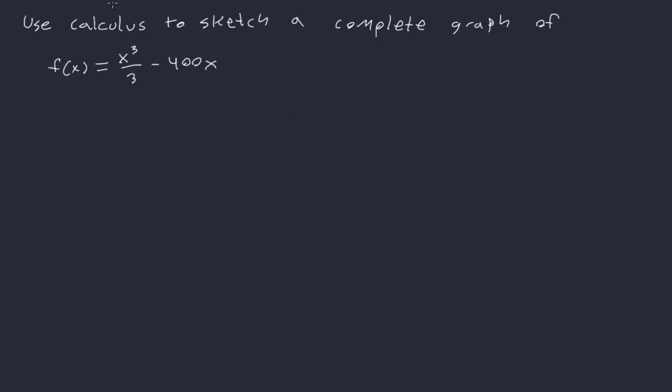Alright, so to start with, let's use calculus to sketch a complete graph of f of x equals x cubed over 3 minus 400x. If we were to jump straight to software, so if you were to just plug this into your graphing calculator under the standard window, or go to some graphing software like I have here, and we just graph this function, all we see is this line here, and it's kind of difficult to see what's going on.